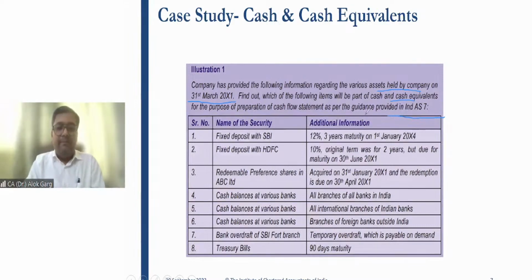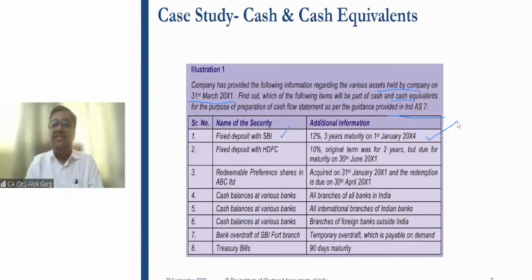Friends, the company has a fixed deposit with State Bank of India, 12%, 3-year maturity on 1st January 2004. Friends, this FD will get matured on 1st January 2004, which means after 2 years and 9 months. Is it a cash and cash equivalent? It cannot be. It is a long-term asset. Your cash and cash equivalent are short-term, highly liquid assets, right? So it is not a cash and cash equivalent.